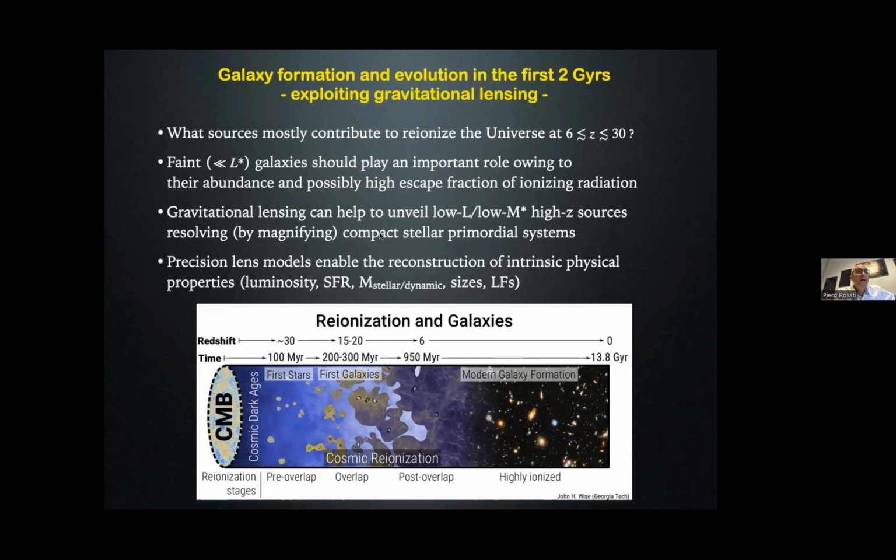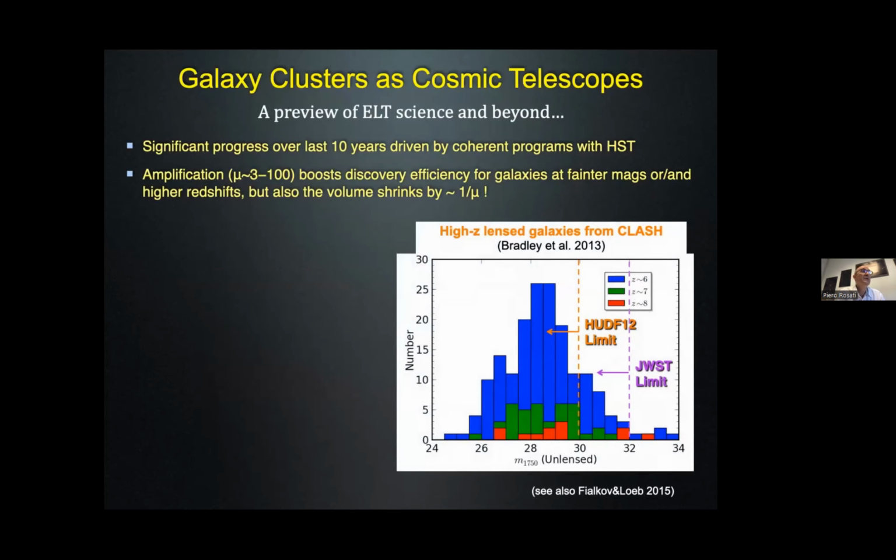And so again, if you know the lens, if you have these models, then you can recover the intrinsic luminosity, the star formation rate, the masses, the sizes, the luminosity function, and so on. So you can actually use this. This just shows you how you basically go a couple of magnitudes deeper with lensing, with Hubble data, approaching what JWST in the field will be, okay?